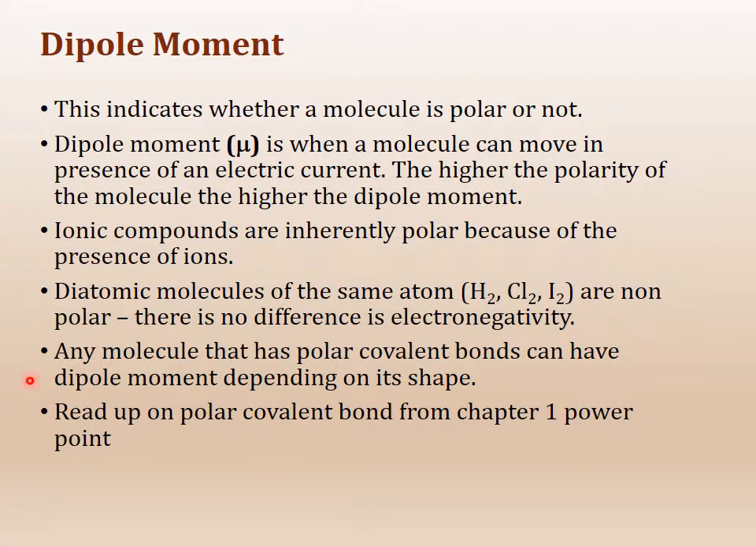So any molecule that has a polar covalent bond can have a dipole moment, and that depends on the shape. The shape is important in the sense that if you have a symmetric shape or an asymmetric shape, that's when it can have a dipole moment. And of course, it's also dependent on the electronegativity or the polar covalent bond, which again we did in chapter 1. So make sure you review that.